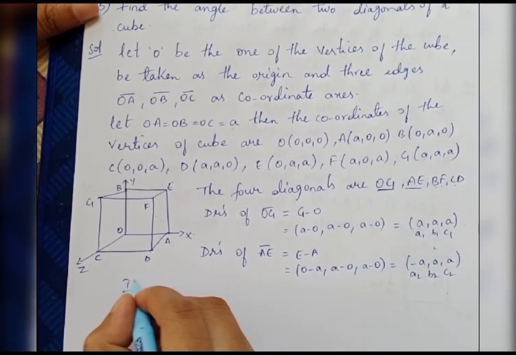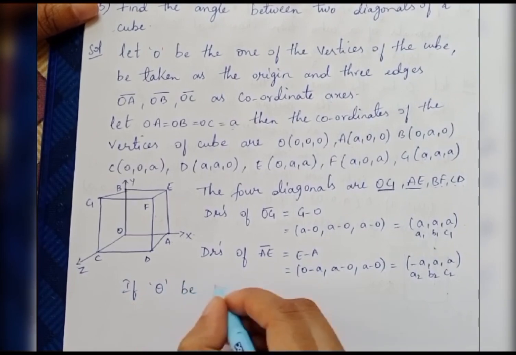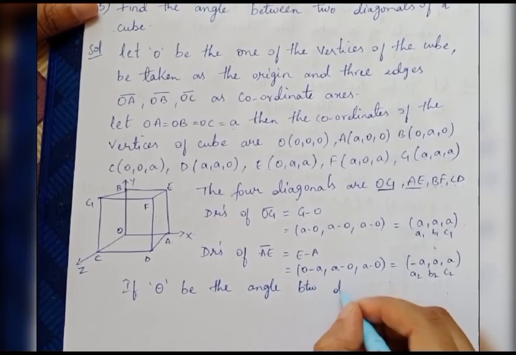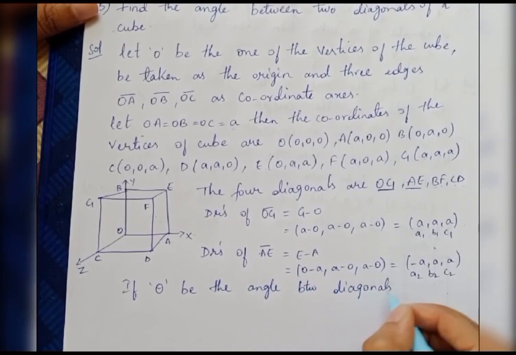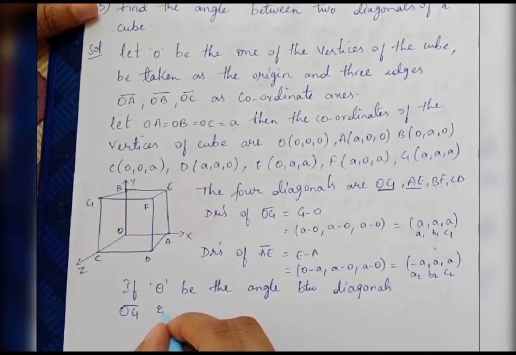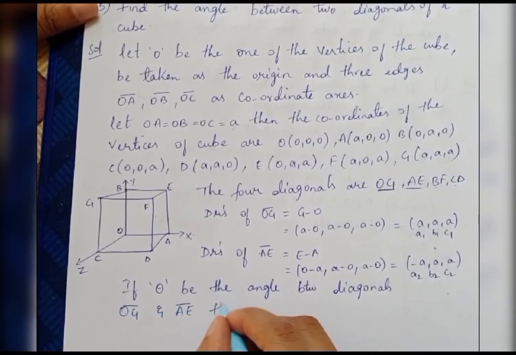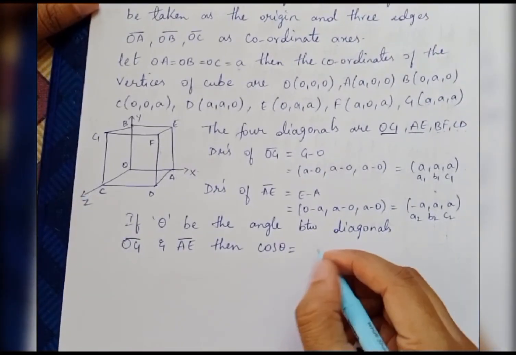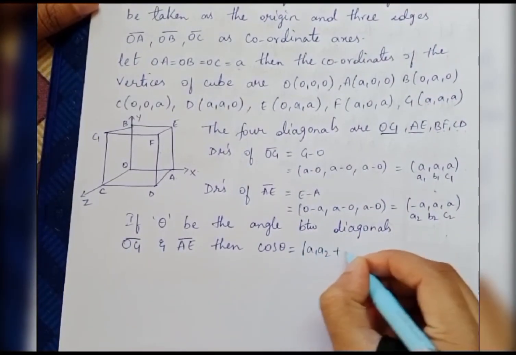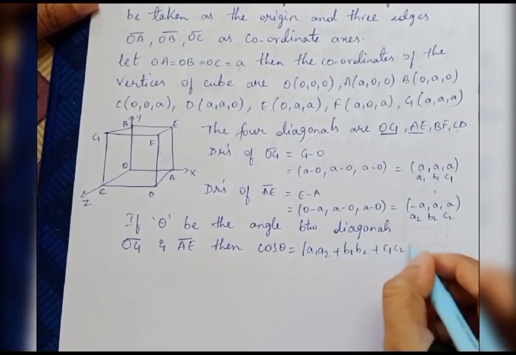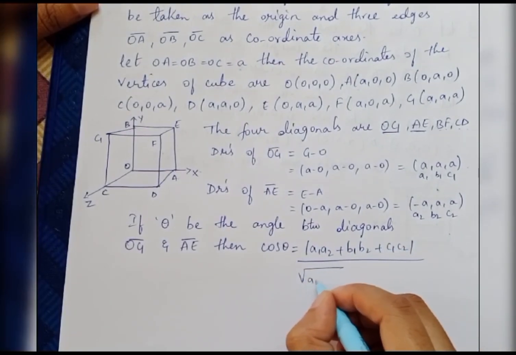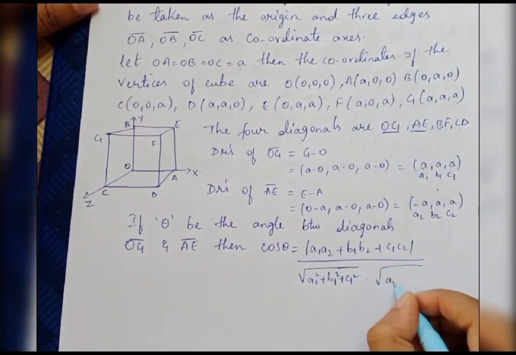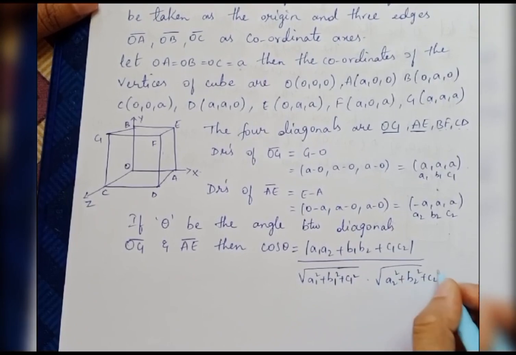So we'll write: if theta is the angle between the diagonals of the cube OG and AE, then the formula is cos theta equals mod of a1 a2 plus b1 b2 plus c1 c2, divided by root of a1 square plus b1 square plus c1 square, into root of a2 square plus b2 square plus c2 square.